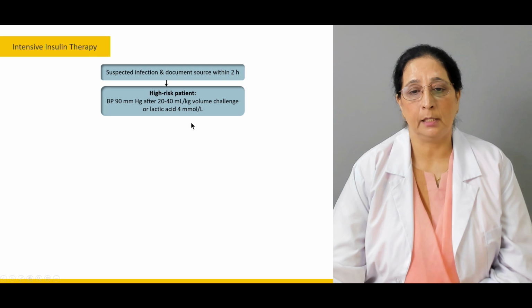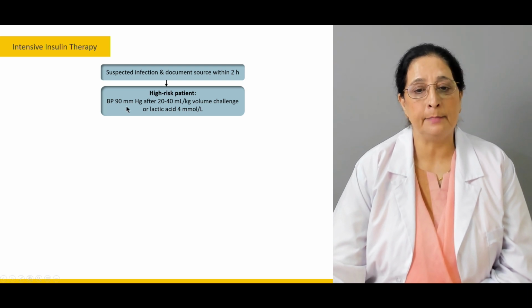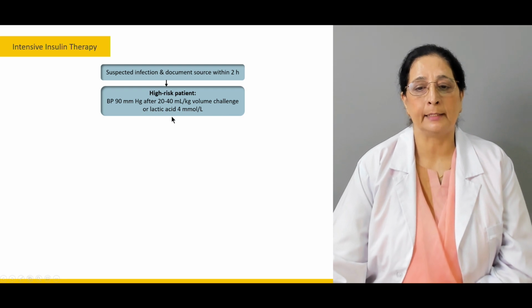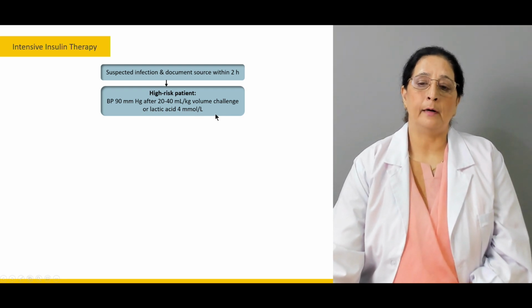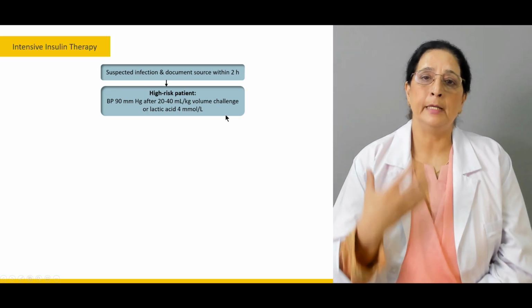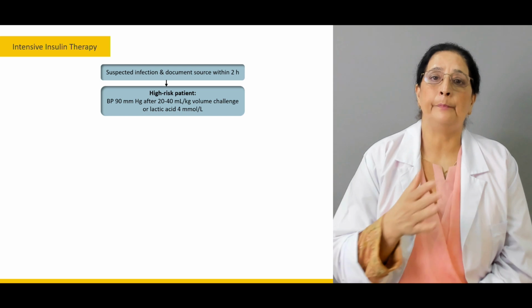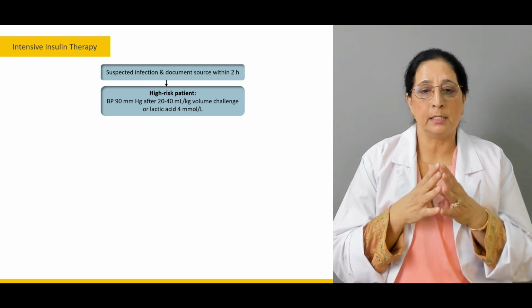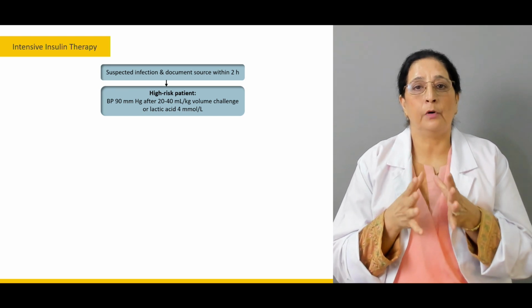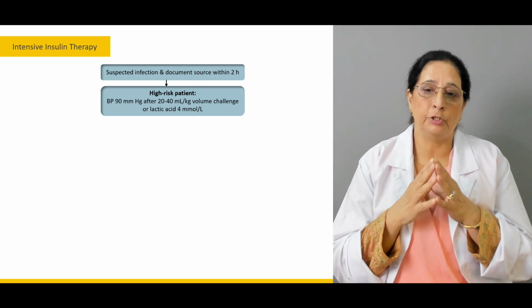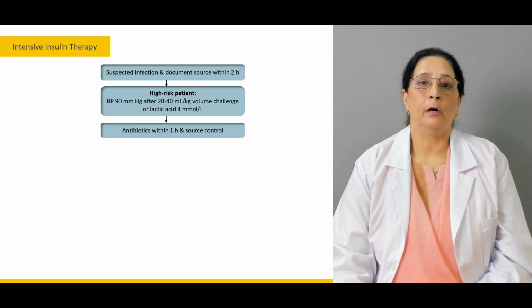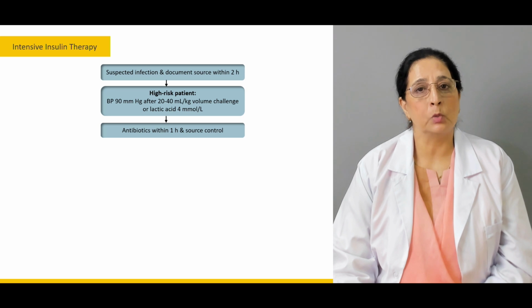High risk patients are the patients with blood pressure below 90 millimeter mercury after 20 to 40 ml per kg volume challenge, or lactic acid above 4 millimole per liter. So if we already give the patient the volume and still the blood pressure is not getting better, and the blood pressure is below 90 after 20 to 40 ml of fluid challenge, then we should give the intensive therapy. Antibiotics within 1 hour and source control.